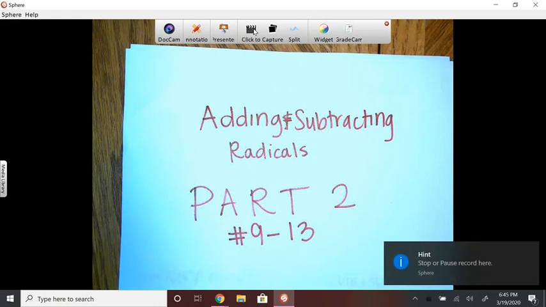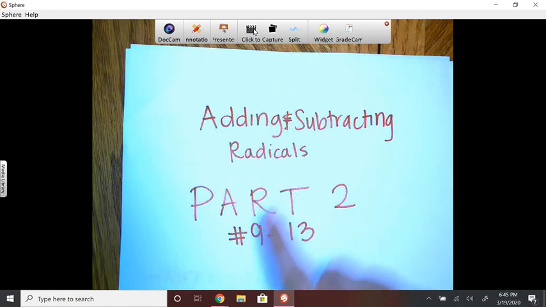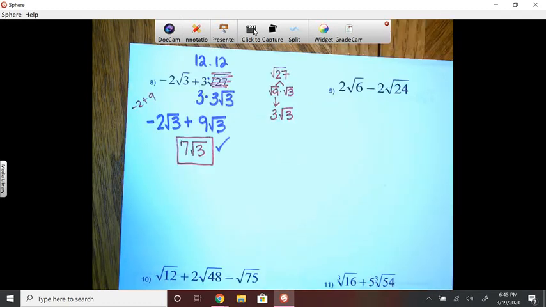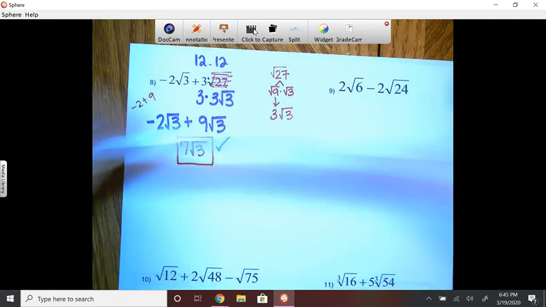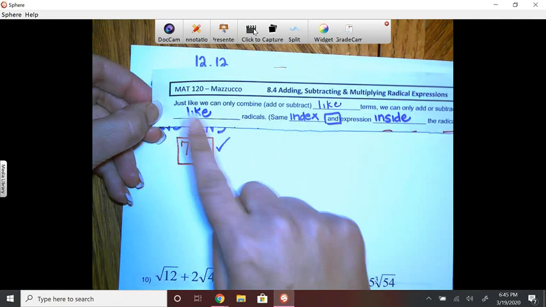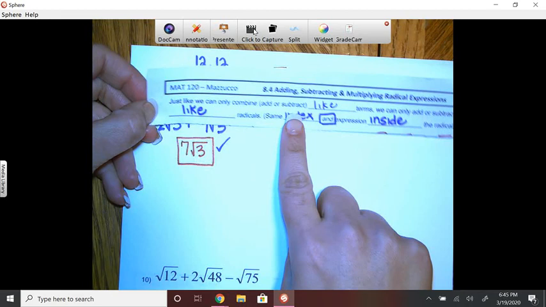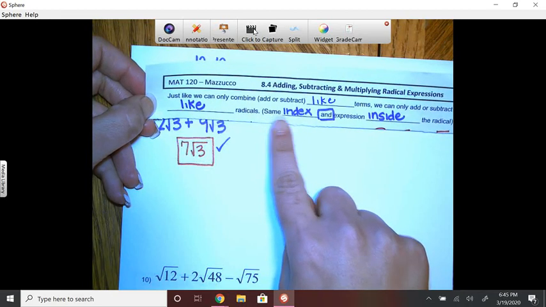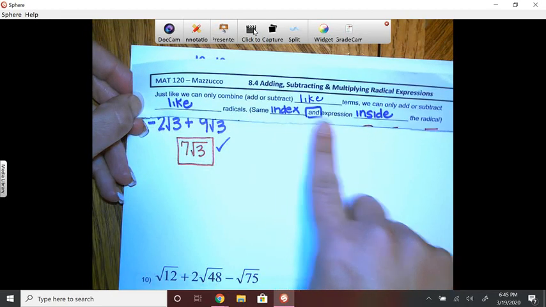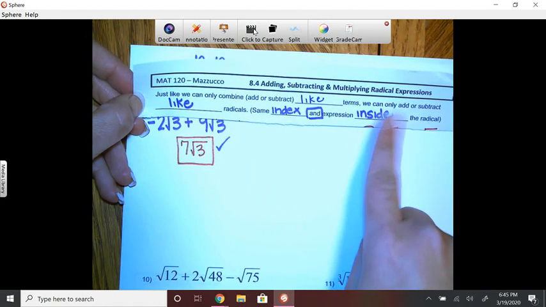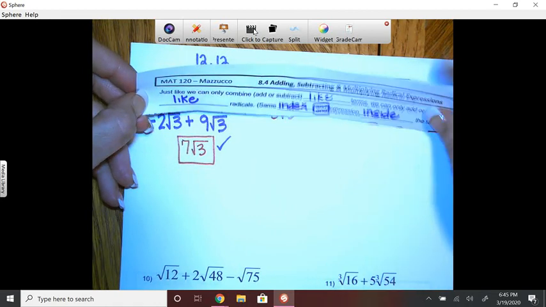All right, this is section 8.4 on adding and subtracting radicals. We're going to go over problems numbers 9 through 13 from our video notes. So just a quick review from the last video, part 1. In order to add or subtract radicals, they have to have the same index and the same value inside the radical. So we need those two things to happen.